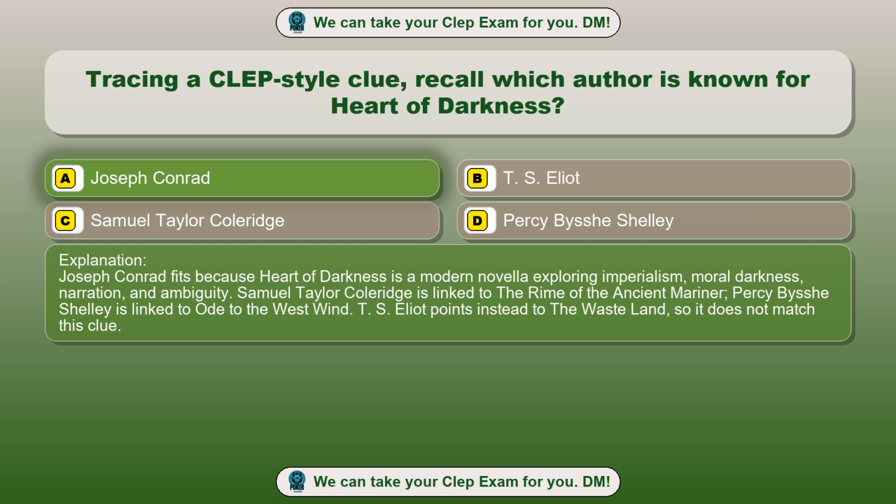Samuel Taylor Coleridge is linked to The Rime of the Ancient Mariner. Percy Bysshe Shelley is linked to Ode to the West Wind. T.S. Eliot points instead to The Waste Land, so it does not match this clue.